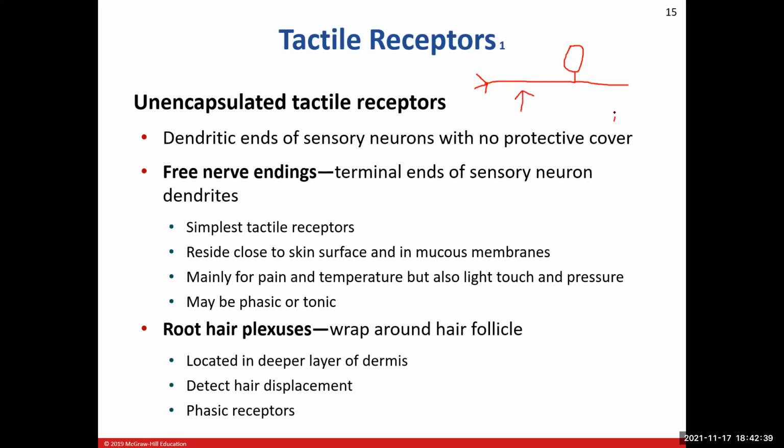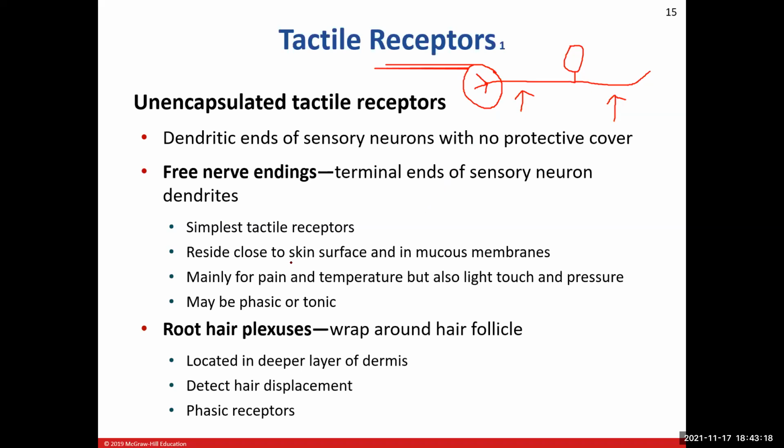And then the other process goes up towards the central nervous system, and that's going to be the axon. So at the far end in the periphery here, our dendritic end, when we're talking about unencapsulated tactile receptors, that dendritic end of that sensory neuron doesn't have anything covering it, no protective covering. So the first type we refer to as a free nerve ending. This type of neuron has multiple terminal ends that come off the sensory neuron. Very simple, really basic.